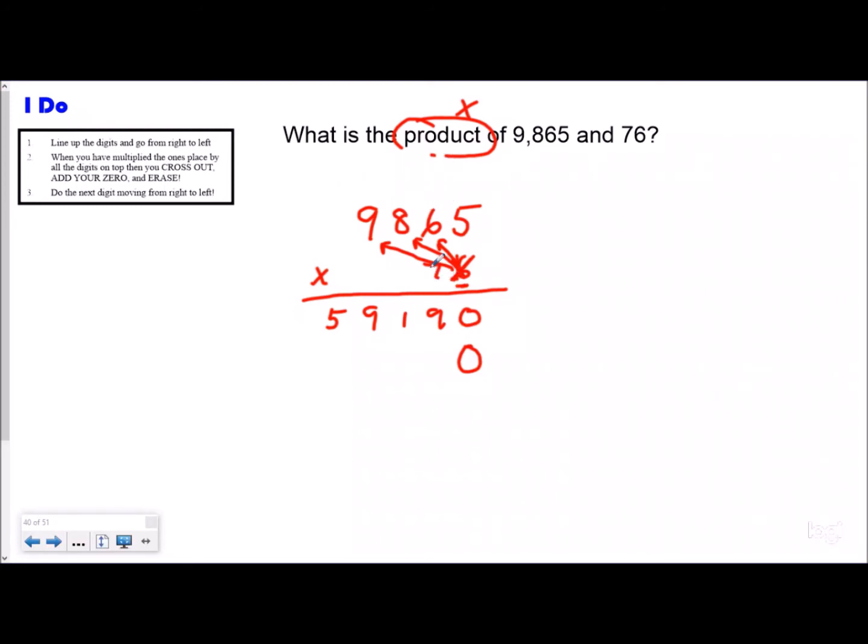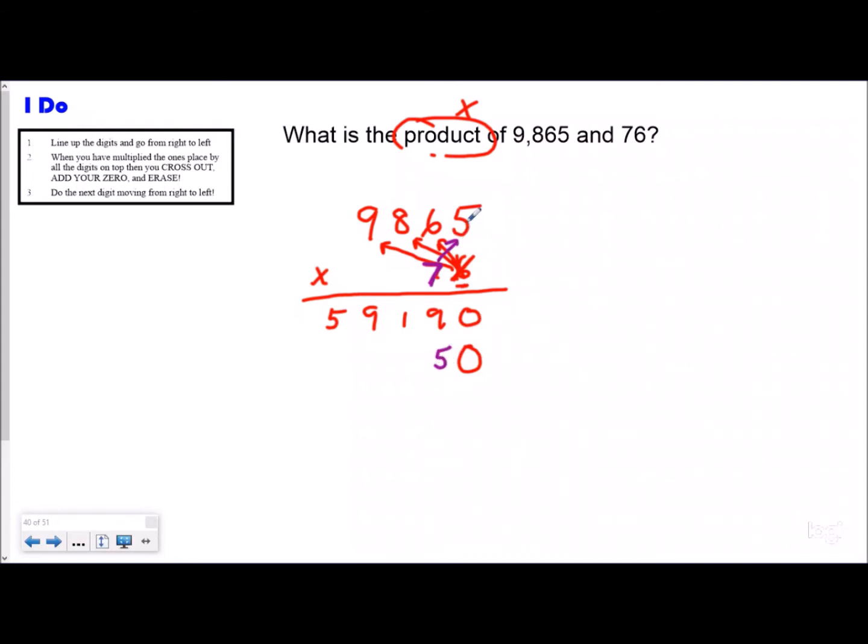So now I want to move to my 7. So let me rewrite this to make it nice and neat. My 7 is in the tens place. So I know that 7 times 5 is really 70 times 5, which means I have to put my 0 right here to help me out, keep my place value straight. So 7 times 5 is 35.